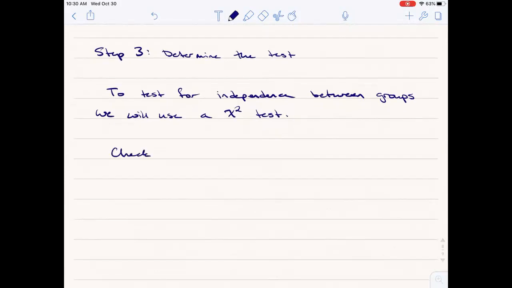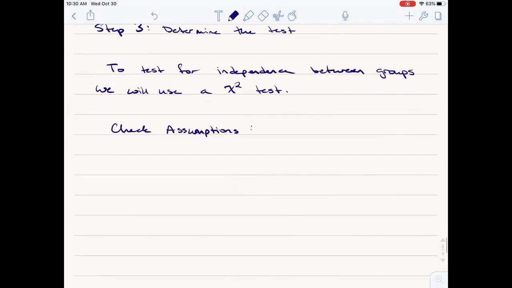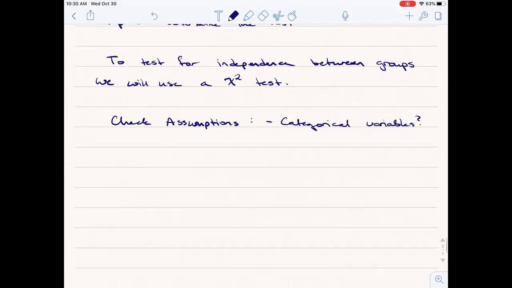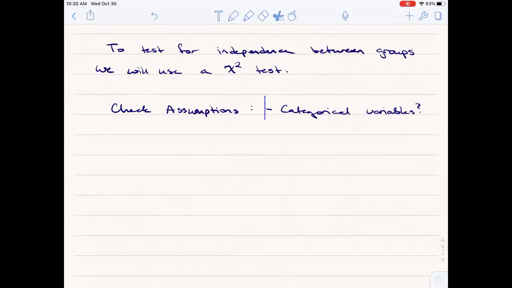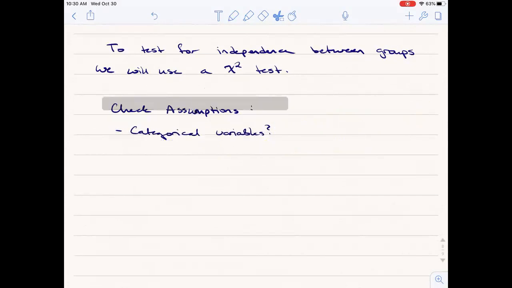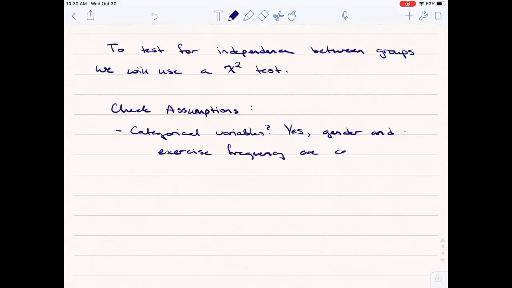So now we have to check assumptions as well. Well, the first assumption is that we have to have a categorical variable or two categorical variables. So, categorical variables: yes. Gender and exercise frequency are categorical.